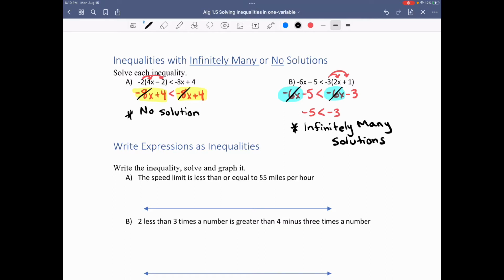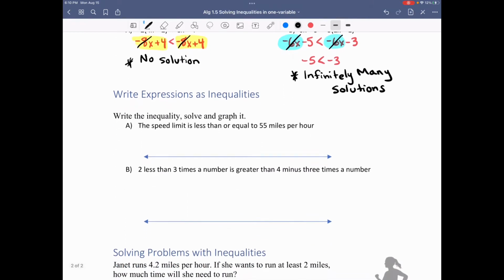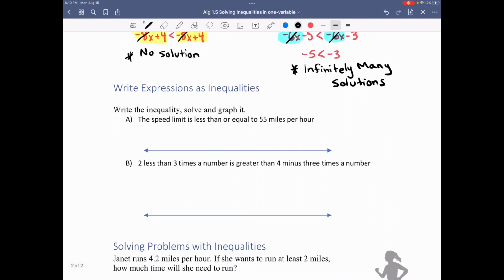Write expressions as inequalities. Write the inequality, solve, and graph it. The speed limit is less than or equal to 55 miles per hour. All right, so the speed limit, we'll say S, is less than or equal to 55. And all we have to do is graph it.